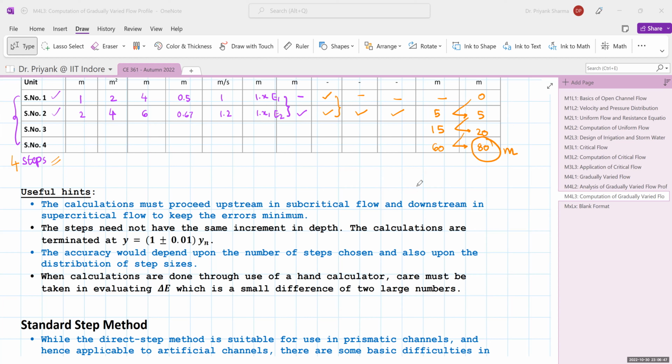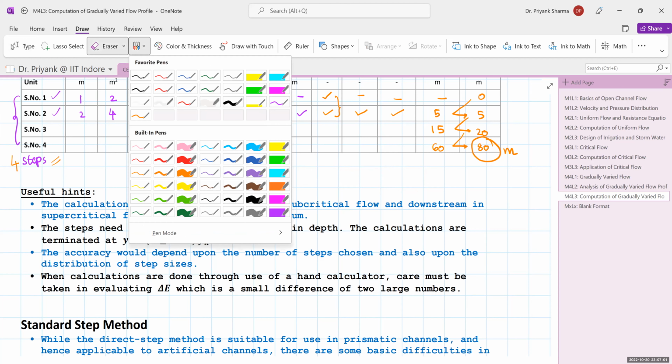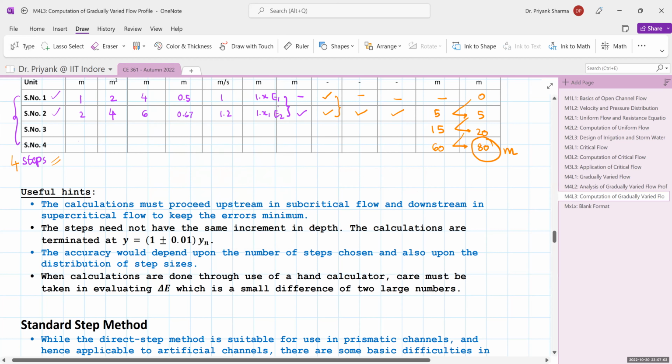Now, it is not necessary that the steps you take have to have equal increments. So let us say your initial depth here is 1 meter, and your final depth is, let us say, 5.5 meter. So it is not necessary to go in equal steps. You can go for unequal steps. Let us say first step is 1 meter, then 2 meter, 1.5. You can go that way also.